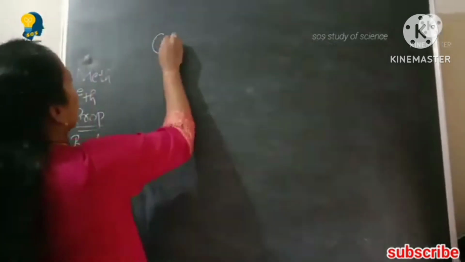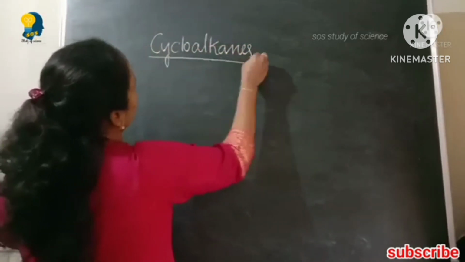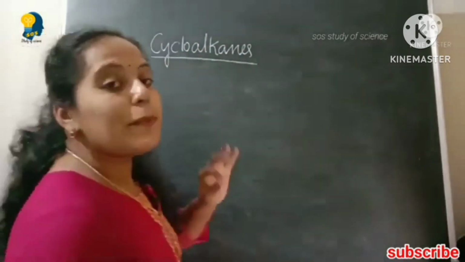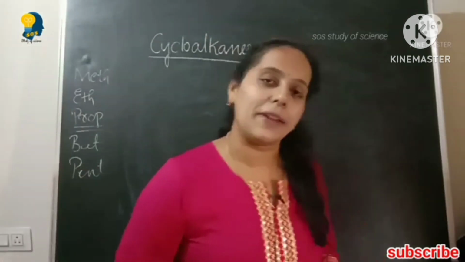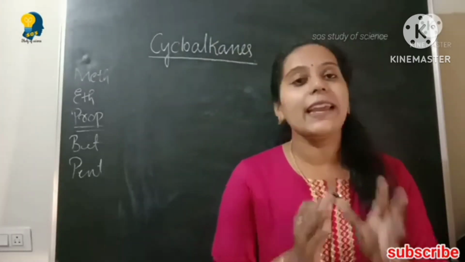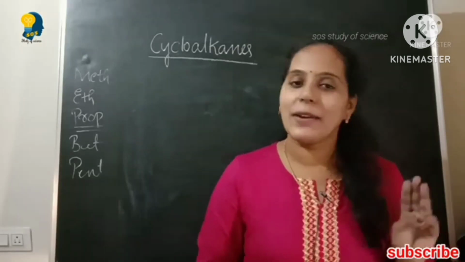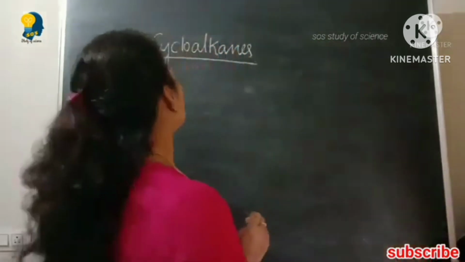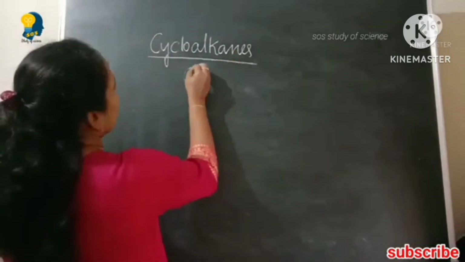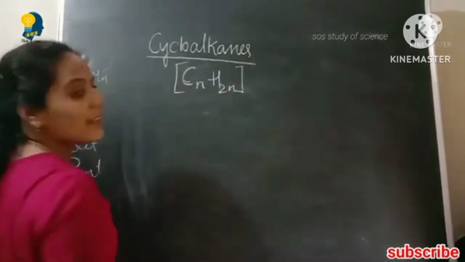Let me start the cycloalkanes. Okay, cycloalkanes. Cyclo means closed chain. Alkanes are nothing but single bonds between the carbon and carbon atoms. What you importantly want to understand here is, if a cycloalkane has to be formed, if a closed chain structure has to be formed, a minimum of 3 carbon atoms are needed. Okay, so for cycloalkanes the formula is CnH2n. Alkenes and cycloalkanes formulas remain the same.